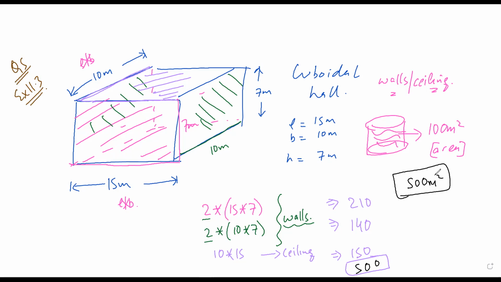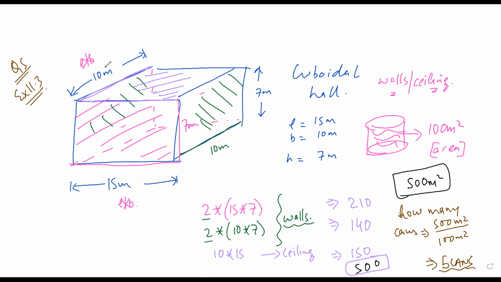Okay, so we have 500 meters square in total, and each can covers 100 meters square. So how many cans do we require, Sarthak? So we require 500 upon 100, so 5. Shabash. 500 meters square upon 100 meters square. So we'll require 5 cans. Is it okay?